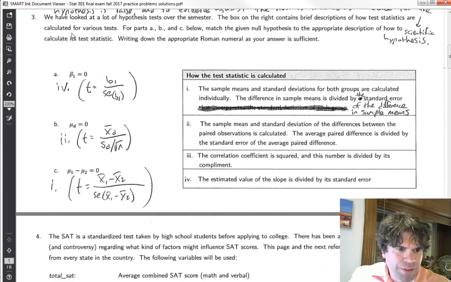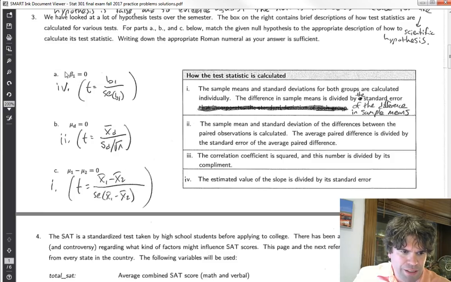Okay, number 3, we've looked at a lot of hypothesis tests over the semester. The box on the right here contains brief descriptions of how test statistics are calculated for various tests, and then for parts A, B, and C, match the given null hypothesis to the appropriate description of how to calculate its test statistic. When I first printed this out, I had bad wording, and I went ahead and changed it. So the blank version that you should see on Canvas doesn't have this scribble here. But the first one, let's go through these instead.